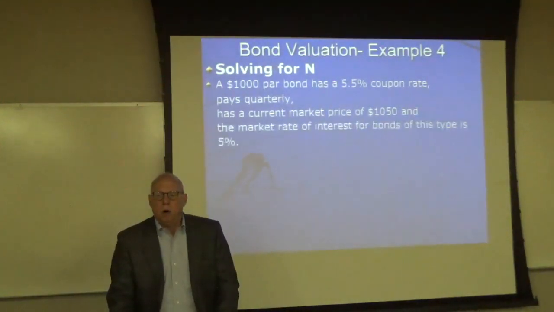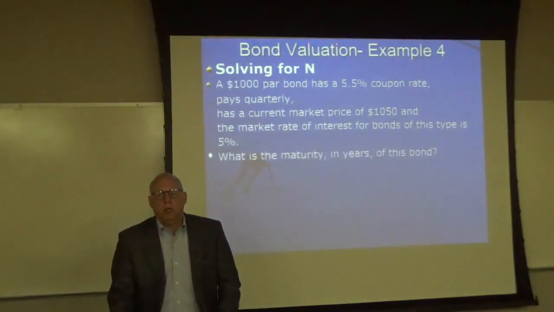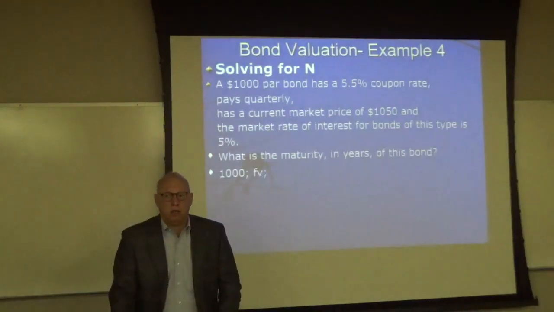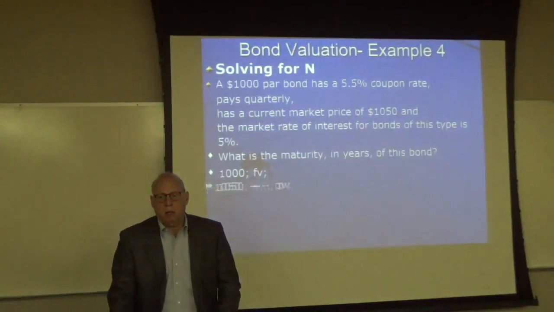The market rate for this type of bond is 5%. So I told you that the market rate had fallen below the coupon rate. What is the maturity in years of this bond? So we're going to get the number of quarters. We'll have to divide the number of quarters by 4 to get years. Let's look. So 1,000 is our future value. Let's not forget that. We're going to get that back at the end. 1,050 plus minus is our present value.